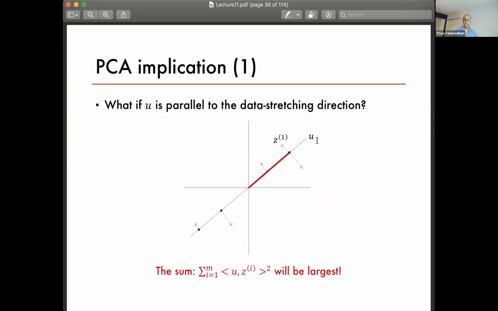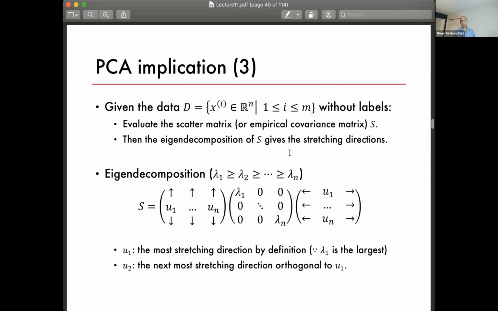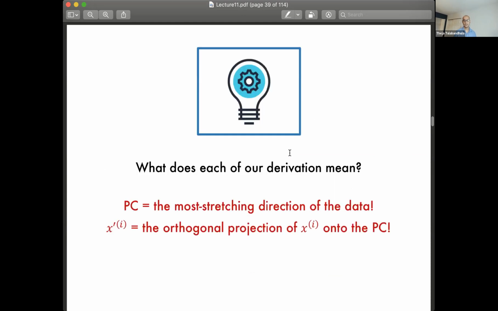What do I mean by that? Remember, each of the xi's you have to project orthogonally, which just means perpendicularly, onto the principal component direction. Wherever that hits, that dot here is the x prime. So x prime i is the orthogonal projection of xi onto the principal component direction. So what are its implications? So far we've seen the principal component direction, the direction which is most stretching the data. In fact, we're focusing on only one direction, and we're going to generalize that in a second. And the x prime i's are just orthogonal projections of xi's onto this direction.